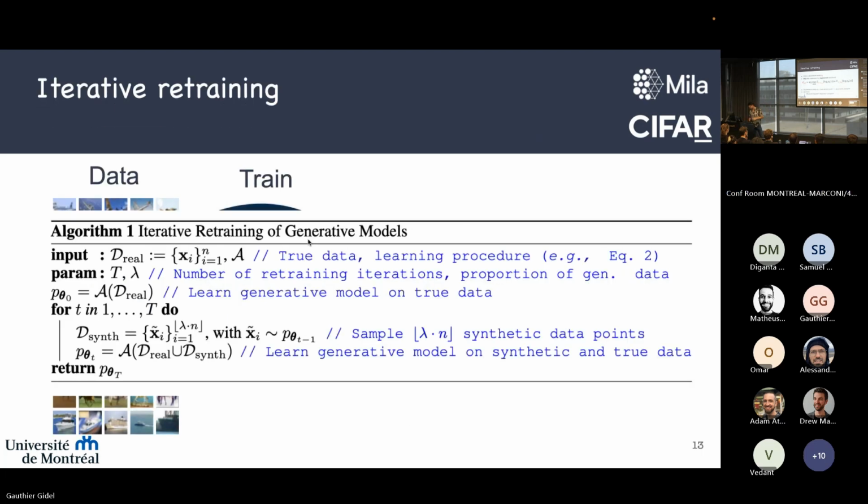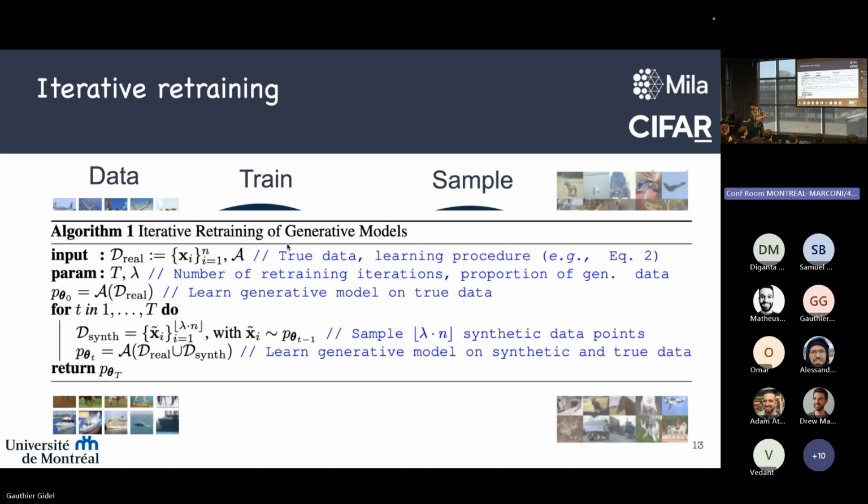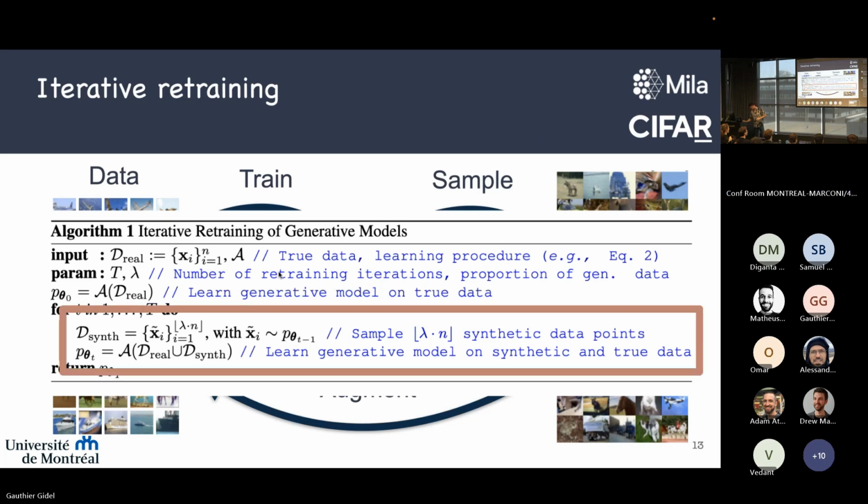Thank you. The algorithm is really simple. You don't have to read all the lines. What really matters is the following: this is the loop where you generate synthetic data, you generate lambda n points with your previous generative model, and then you train the next one on the union of the synthetic data and the real data. Now I need to answer the question.